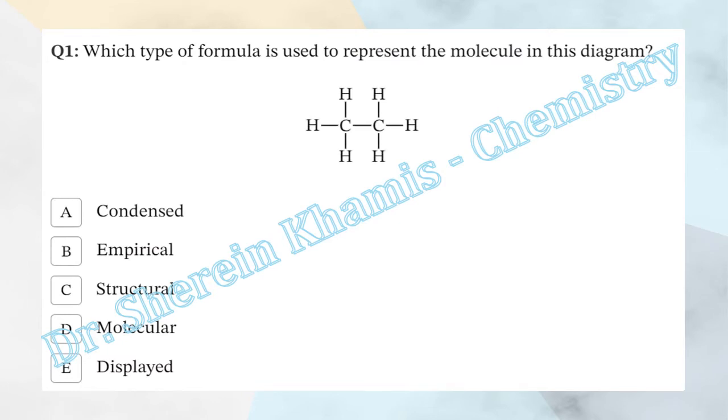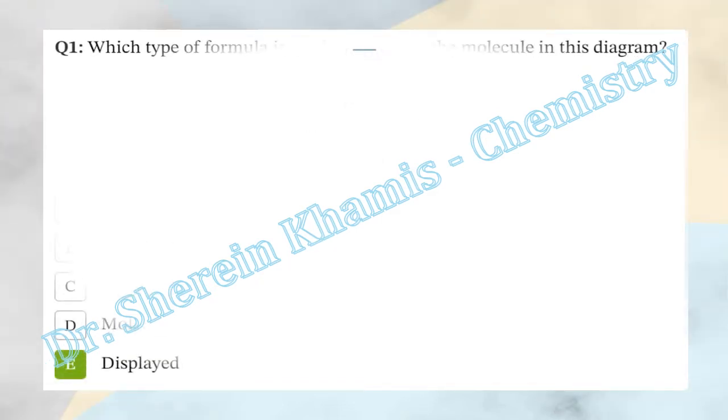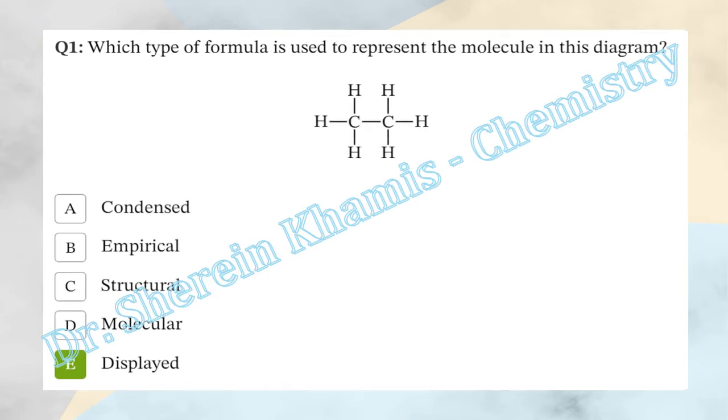Question 1 asks: which type of formula is used to represent the molecule in this diagram? We have carbons connected to one another with a single covalent bond, and each is surrounded by three hydrogen atoms. The options are condensed, empirical, structural, molecular, and displayed. If we illustrate all the atoms and all the connections between the atoms inside the molecule, we have a displayed formula. So this is the right answer here, displayed formula. Okay, let's go to question number 2.